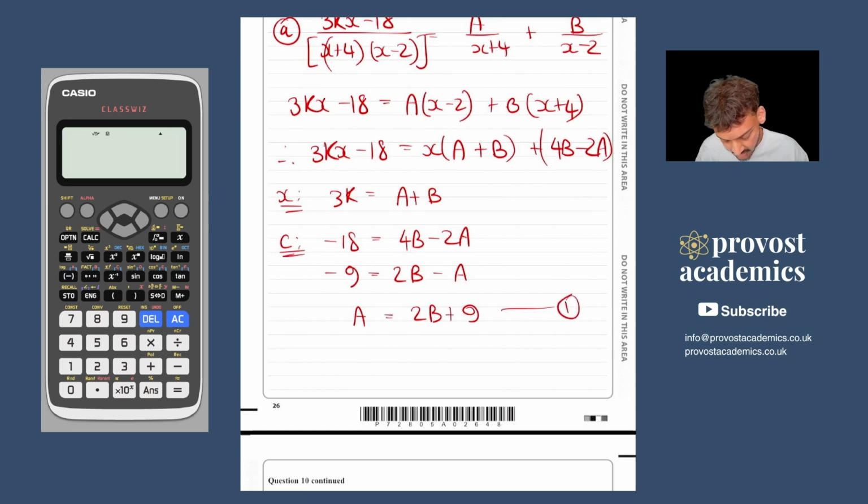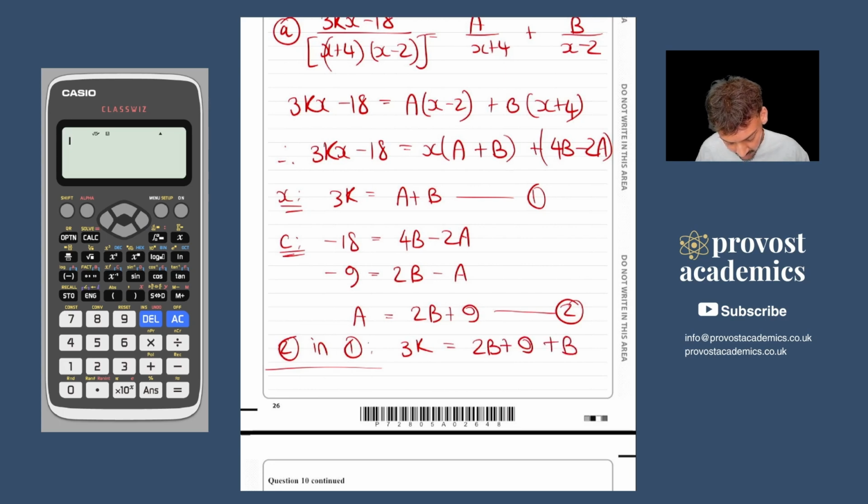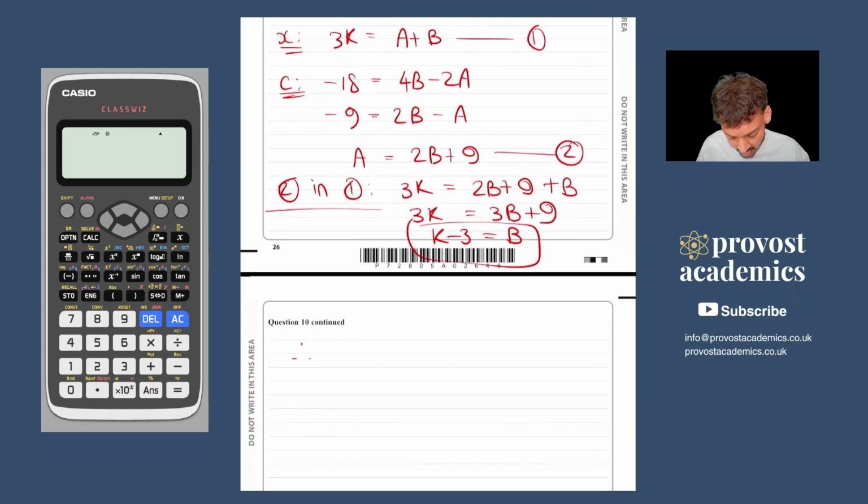And finally, we can say that a is going to be equal to 2b plus 9. And we can sub this. Let's say this was equation 1. Then this is equation 2. So 2 into 1, if I substitute that, I get 3k equals 2b plus 9 plus b. So I can simplify that also. 3k equals 3b plus 9. Divide everything by 3 here to give me k minus 3 equals b. And similarly, a would be equal to 2 times k minus 3, so that's 2k minus 6 plus 9 to give me 2k plus 3. So I would just practically simplify that all.